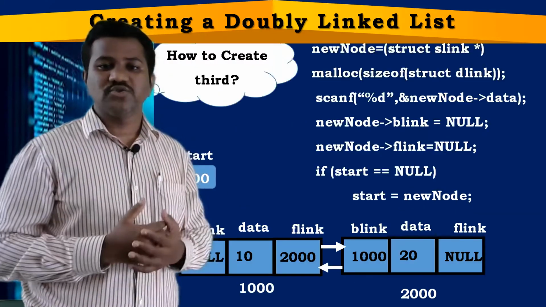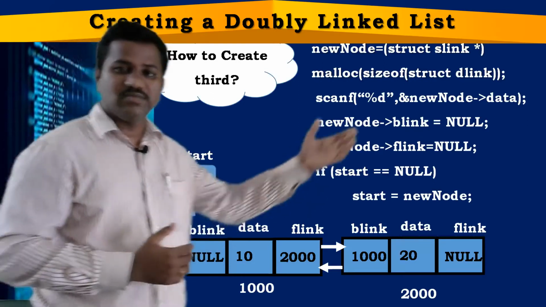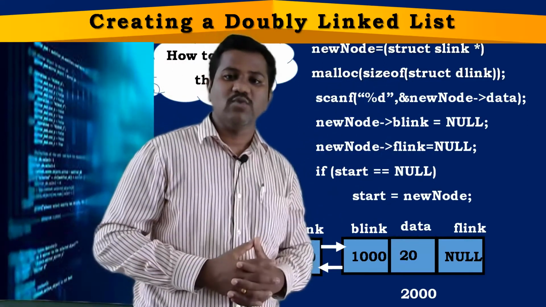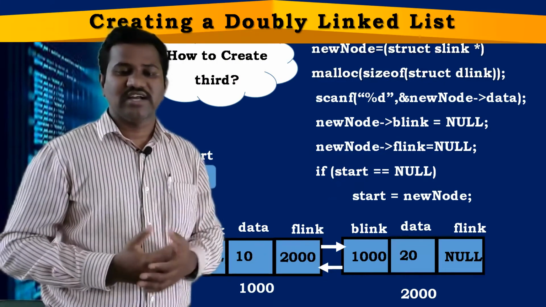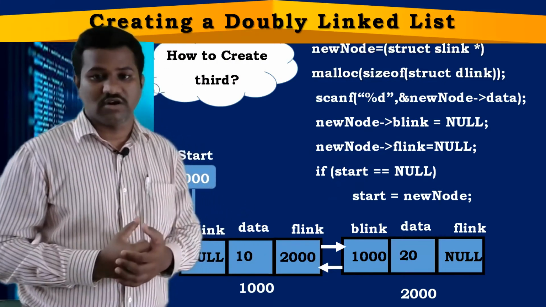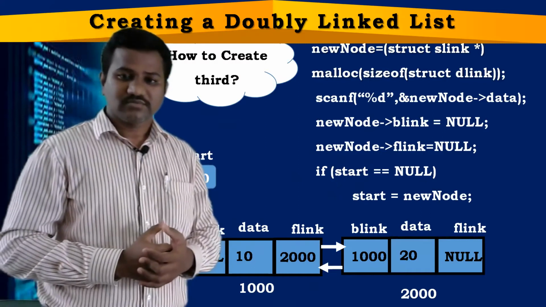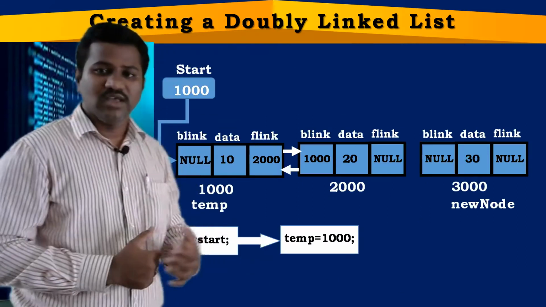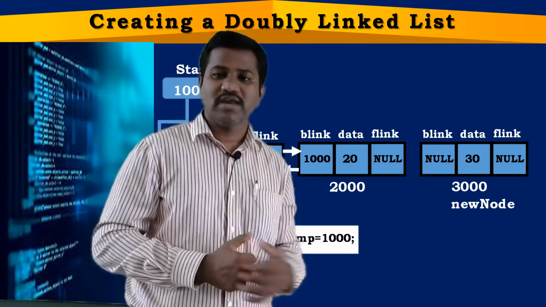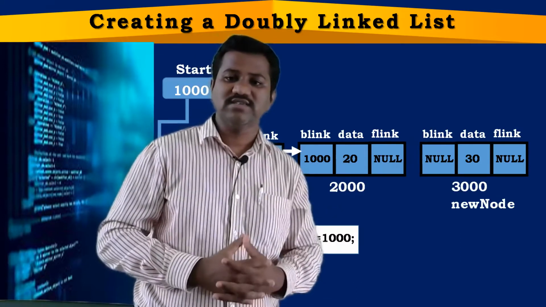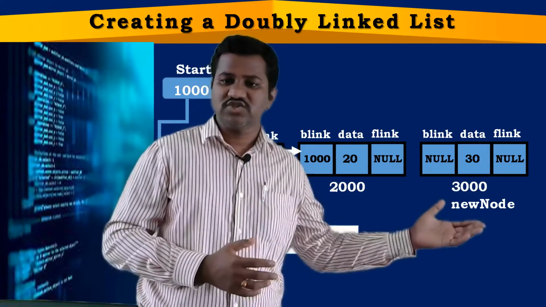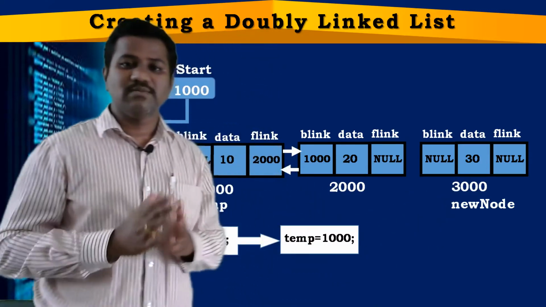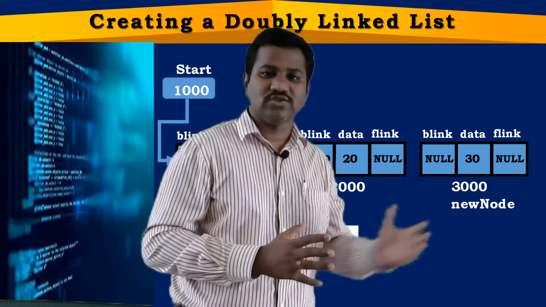Again, the user wants to create a third node. The same thing: allocating a block of memory, accepting the data part, assigning null to the link part, and checking whether we are creating the first node in the list or not. After allocating the block of memory, we take the data part as 30, assign null to the link part, and 3000 is stored in the new node. We need to establish the links between the 2000 node and 3000.